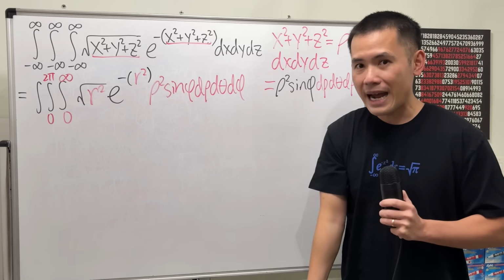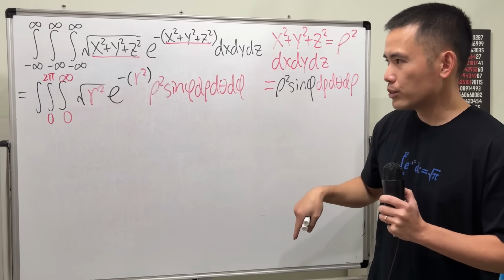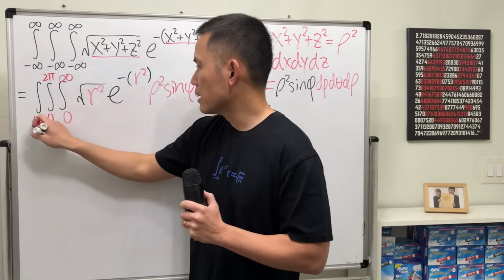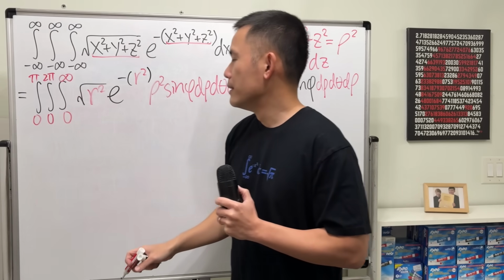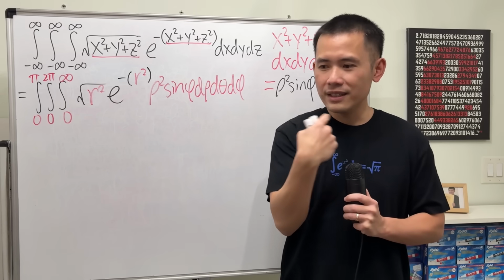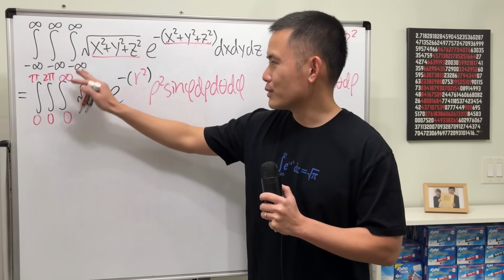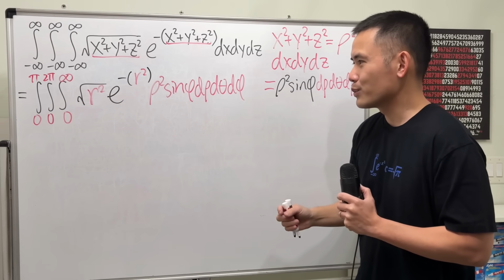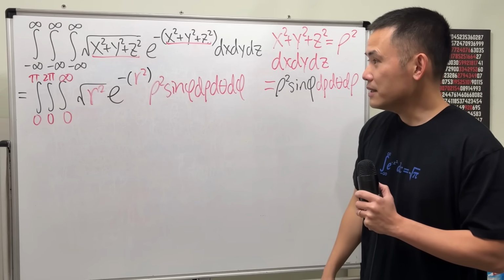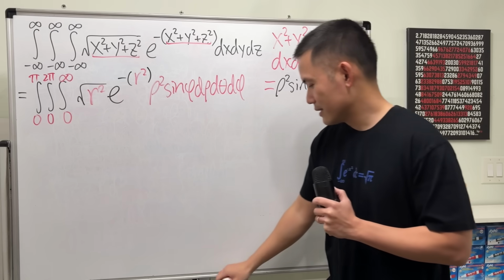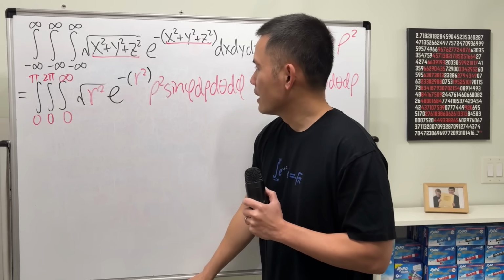0 to pi only. Do not go from 0 to 2 pi, otherwise you'll be double counting. It's just 0 to pi. Alright? So if you rotate like this one loop, and then you do this, and then you just have the distance from 0 to infinity, you cover the whole space as well. So that's the idea. And now this is very nice because we can simplify this a little bit.